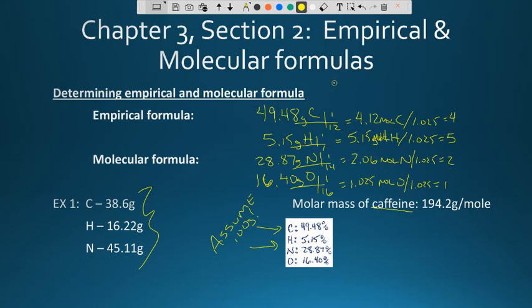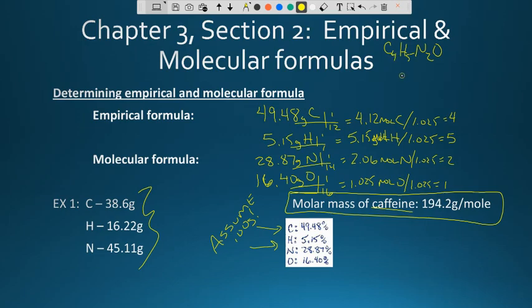So if I was going to write that out, I have C4H5N2O. That's in its simplest form. Now, I want to know its true identity, and to do that, I want to know its molecular formula. To do that, I defer to my molar mass. What it says is the molar mass is the mass of 1 mole of the entire compound in its real form. That mass is 194.2.